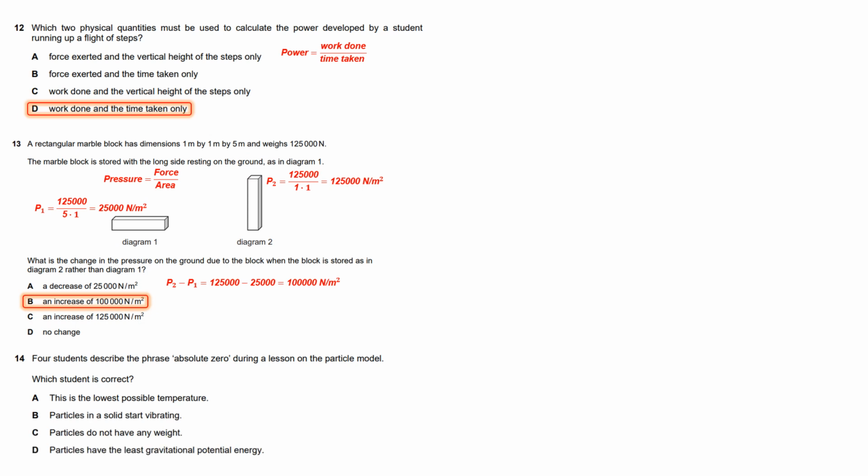Question 14. Absolute zero is commonly thought of as the lowest temperature possible.